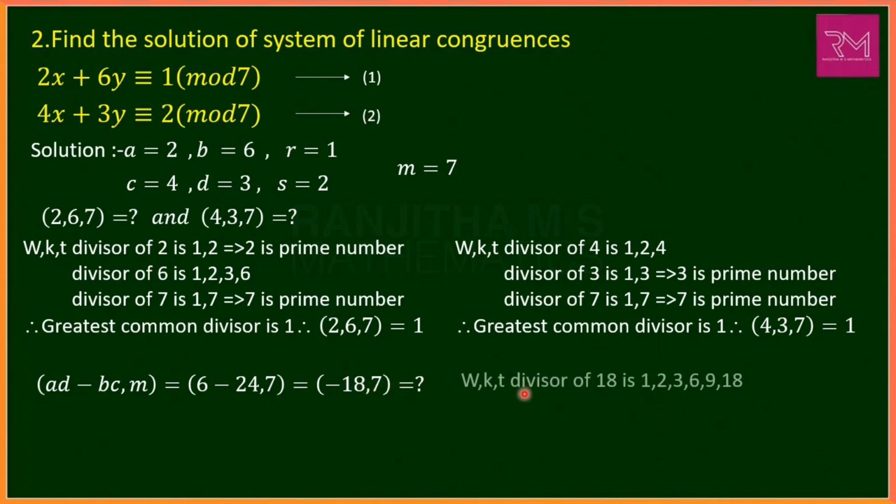As before, we have to find the divisors of 18 and the divisors of 7. The divisors of 18 are 1, 2, 3, 6, 9 and 18, because 18 is divisible by 1 and also by 2, 3, 6, 9, and 18 also divides 18.